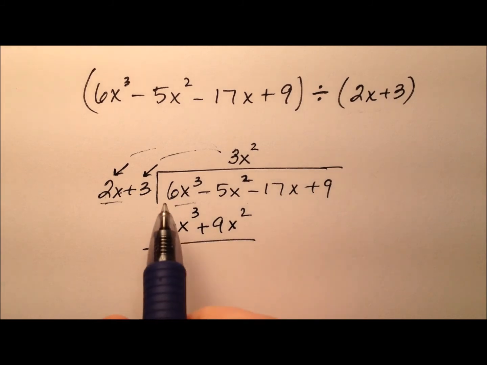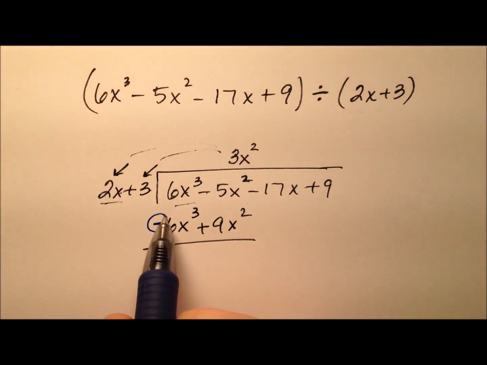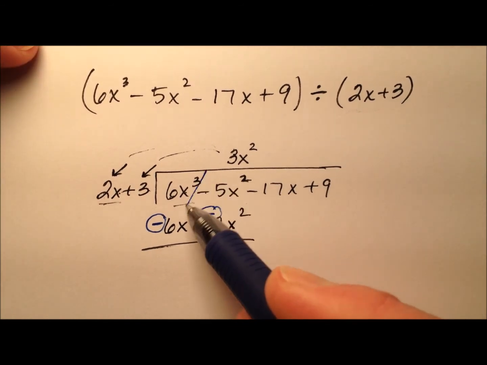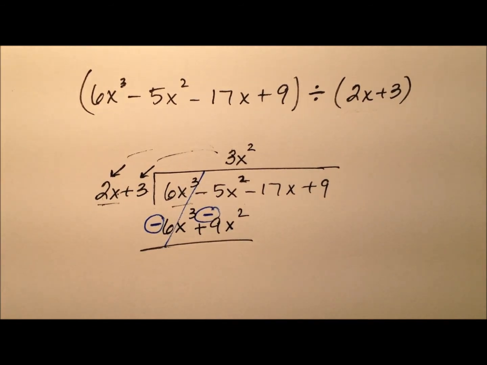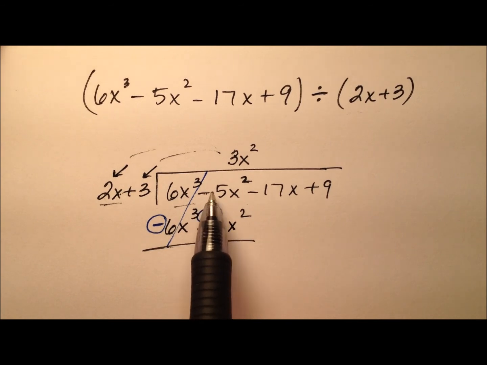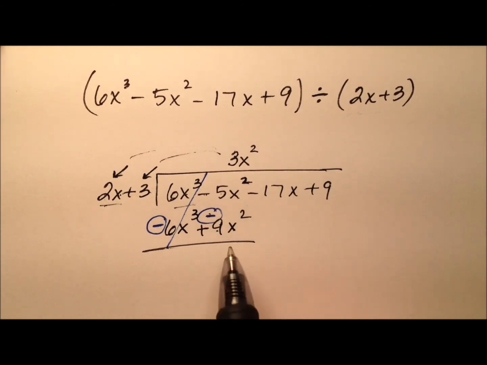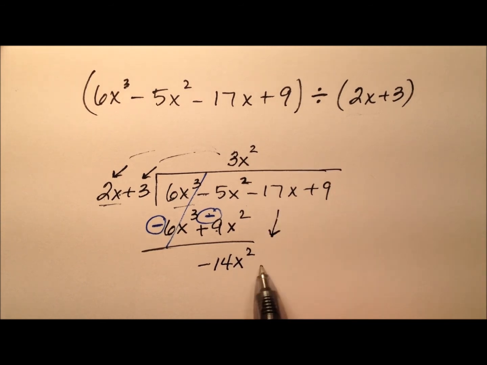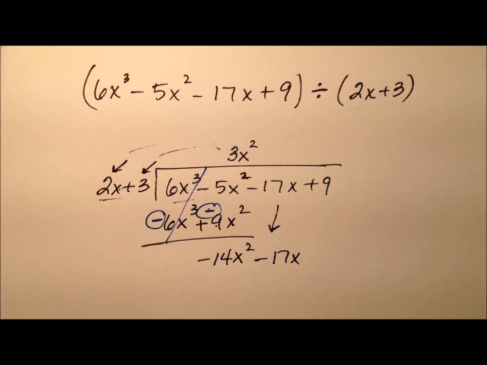Okay, so we are going to change the signs, so this positive becomes negative, and this positive becomes negative. We notice that the 6x cubed terms cancel. That's good, that's by design. So negative 5x squared and negative 9x squared is going to go ahead and make negative 14x squared. And then I'm going to go ahead and bring down this negative 17x for the next term.